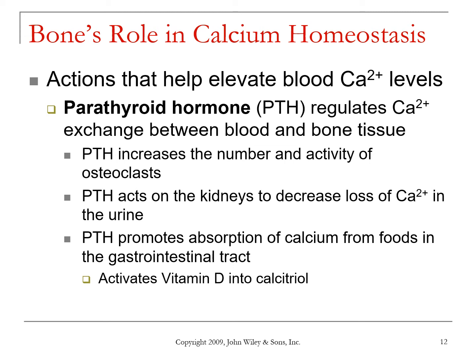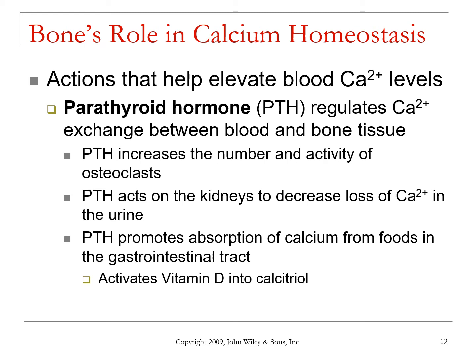PTH is secreted from the parathyroid glands, which are located on the posterior aspect of the thyroid gland, which is located in the cervical region of the body, anterior to the trachea. Parathyroid hormone is released in response to low blood calcium levels. The effect of parathyroid hormone is going to be to raise blood calcium levels in a classic negative feedback pathway, and it does so in three ways.